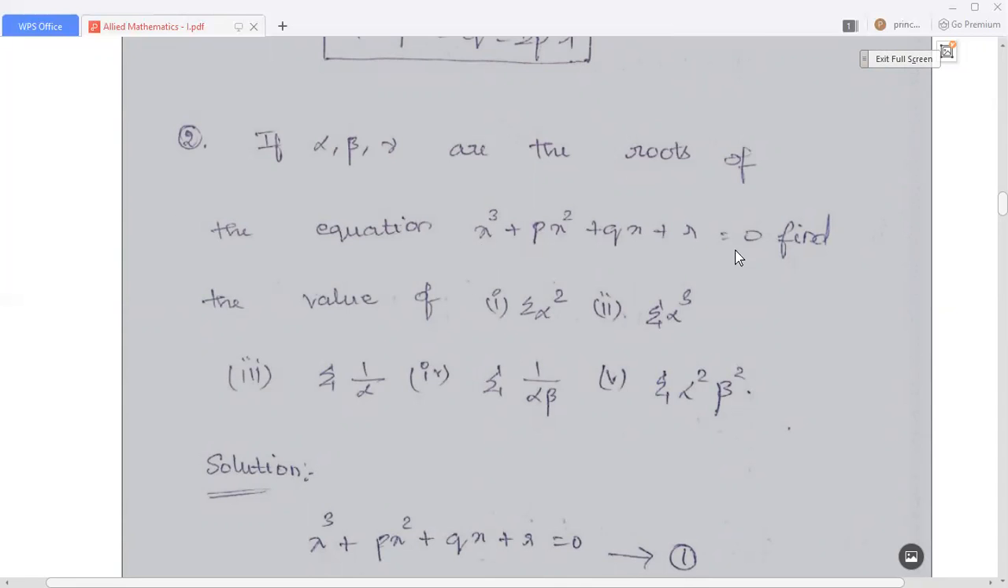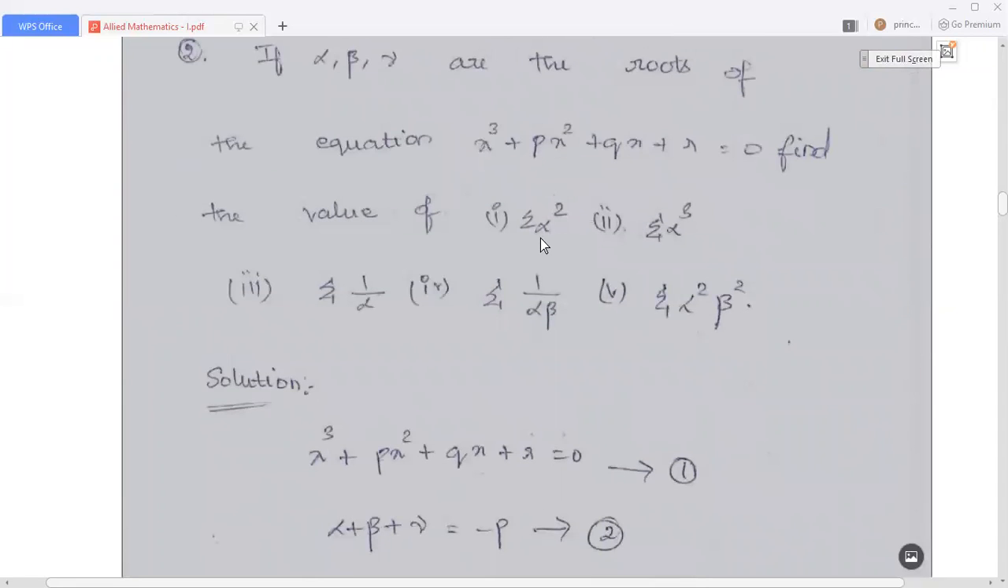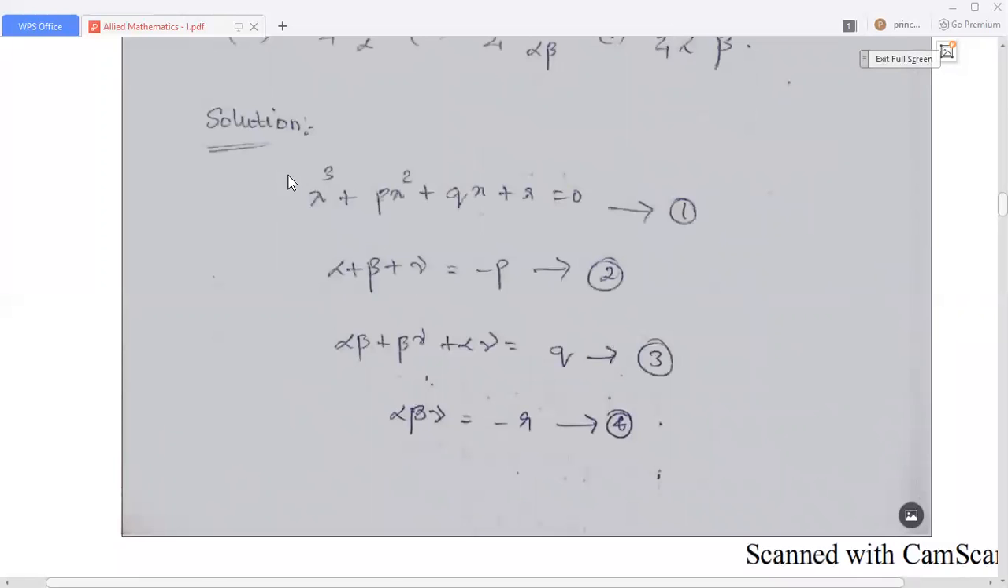Next problem, if alpha, beta, gamma are the roots of the equation x cube plus px square plus qx plus r equal to 0, find the values of sigma alpha square, sigma alpha cube, sigma 1 by alpha, sigma 1 by alpha beta, and sigma alpha square into beta square. Now we write the solution.